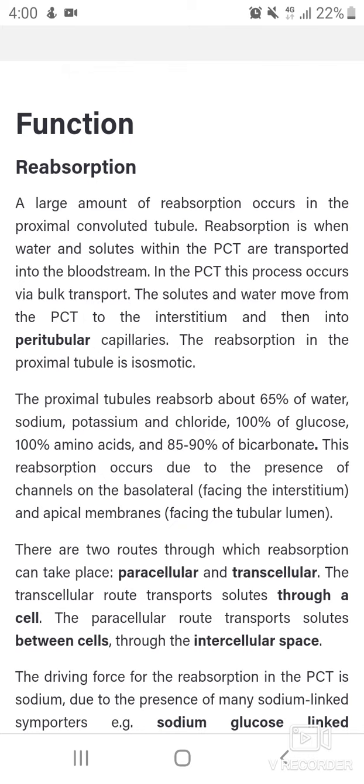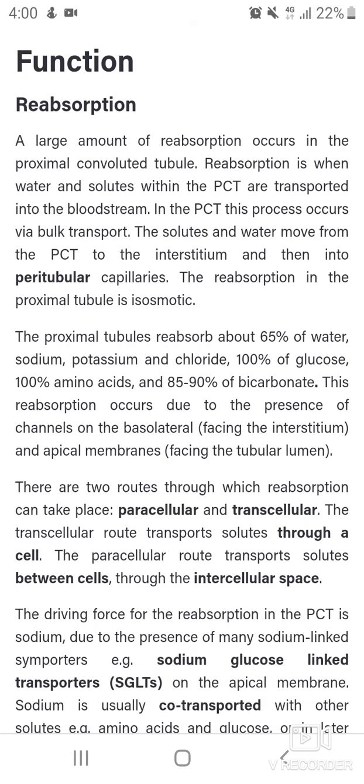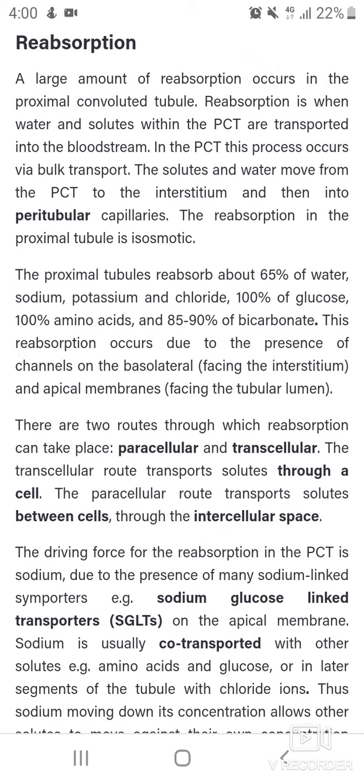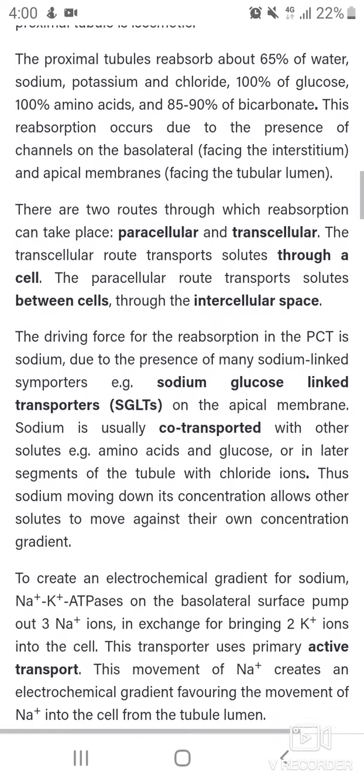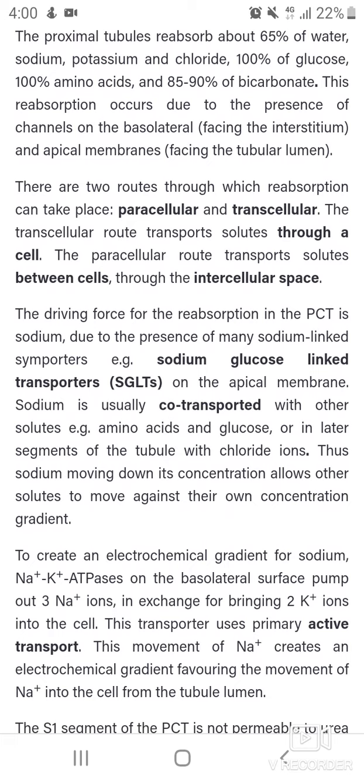The driving force for reabsorption in the PCT is sodium. Due to the presence of many sodium-linked symporters, such as sodium-glucose transporters on the apical membrane, sodium is usually co-transported with other solutes, e.g. amino acids and glucose, and in later segments of the tubule with chloride ions. Thus, sodium moving down its concentration gradient allows other solutes to move against their concentration gradient.